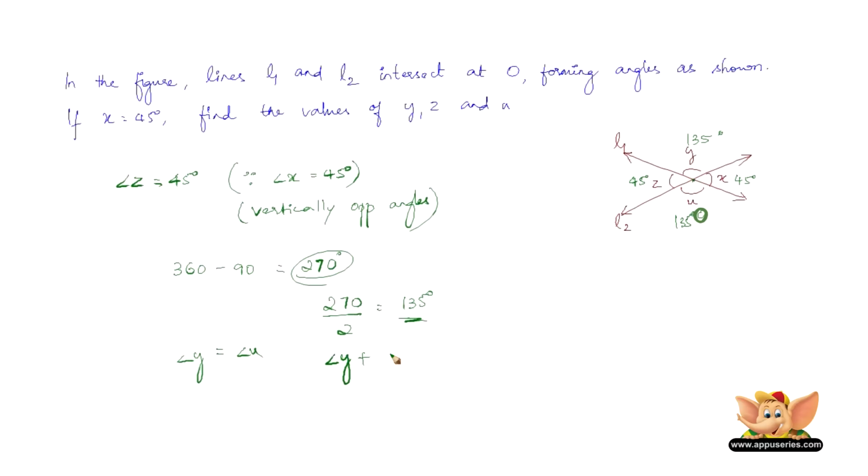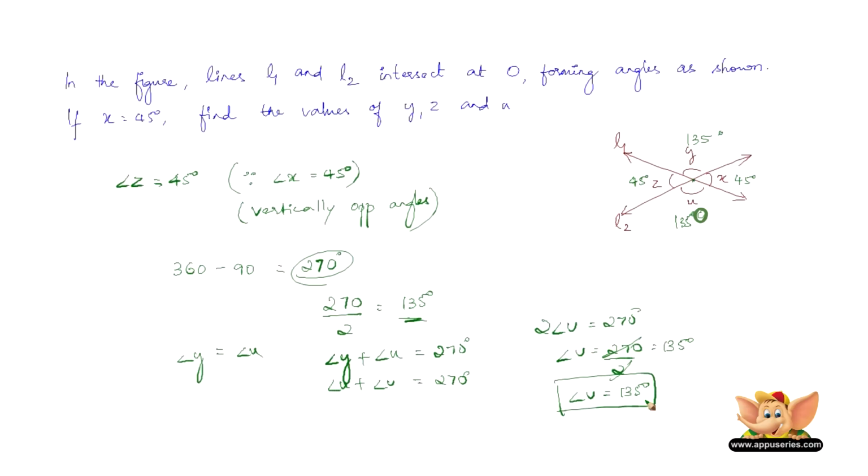Therefore, angle Y plus angle U equals 270 degrees. Why 270? Because 45 and 45 goes out of 360. So now these are equal. So let me write angle Y as angle U. So angle U plus angle U equals 270. Angle U plus angle U is 2 angle U, which is equal to 270. Angle U is 270 by 2, which is 135 degrees. So if angle U is 135, angle Y is also 135 because vertically opposite angles.